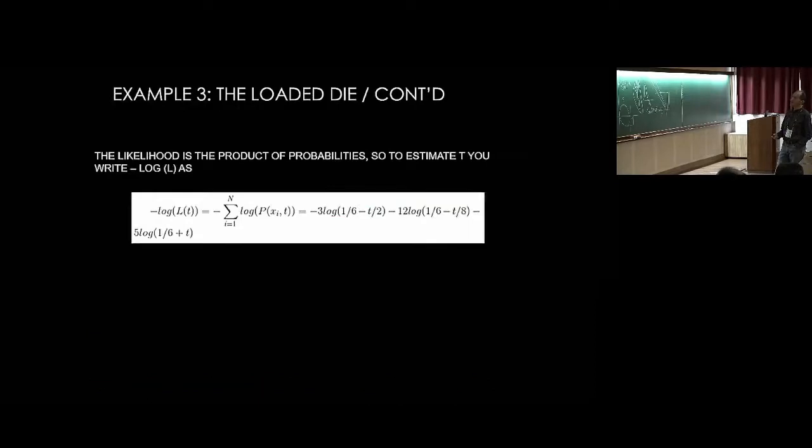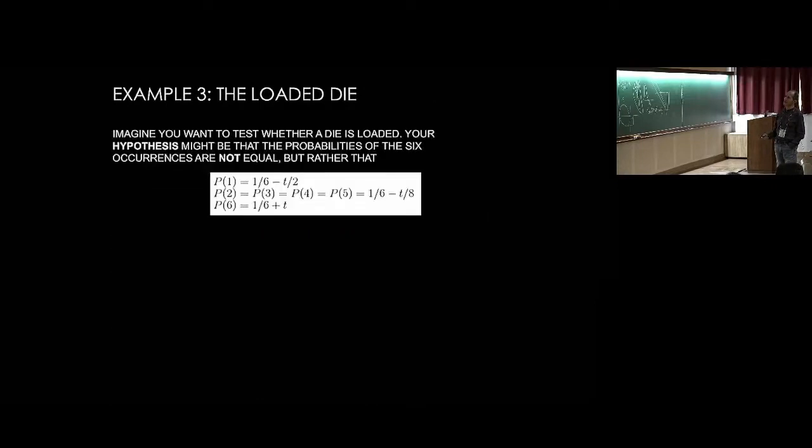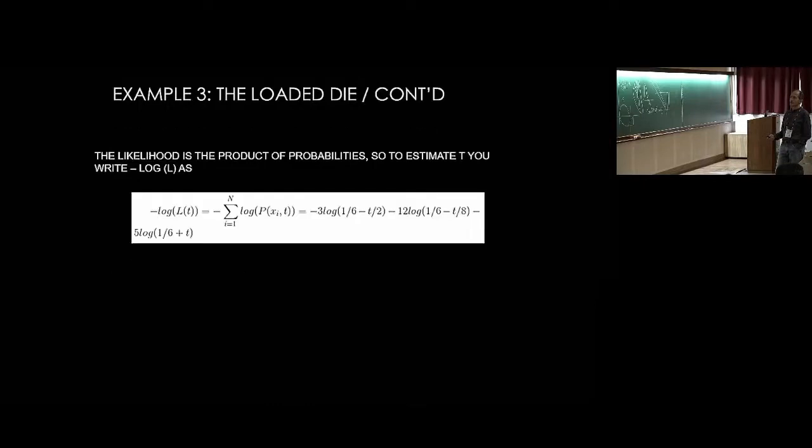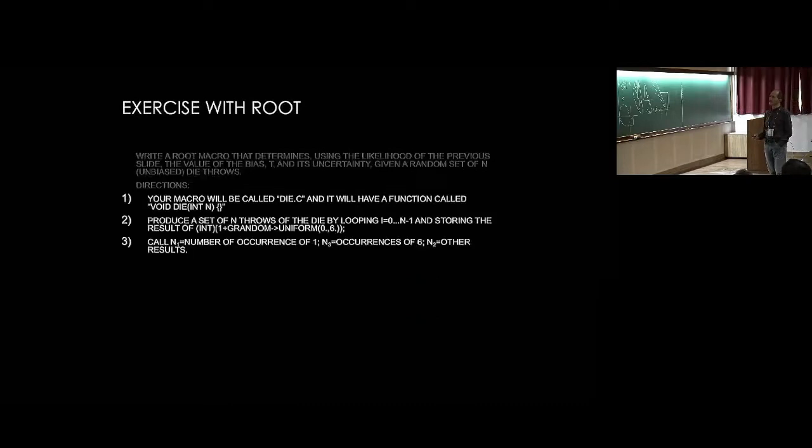If you like to code, you take this expression, and you will also have to have access to the probability distribution functions to generate the die throws in your toy Monte Carlo. You do a toy Monte Carlo that you will call die.c, and it will have a function called die of n, and you will input the number of throws that you want the program to do by looping from 0 to n minus 1, storing the result of a call to a random number generator multiplied by 6, or from 0 to 6 added to 1. So it will generate numbers from 1 to 6, okay?